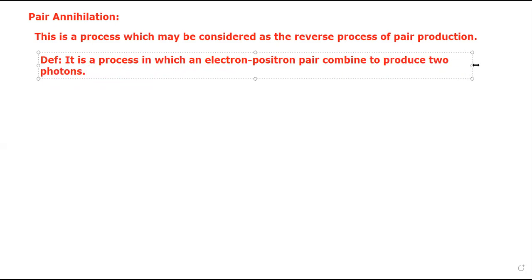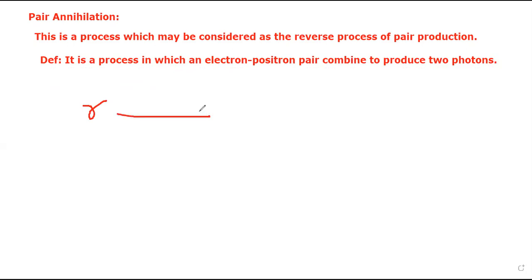What is practically happening? Yesterday we learned that whenever we have a single photon, for example an X-ray or gamma ray photon, when it goes near a nucleus, it is converted into an electron and a positron. So this was studied in the previous lecture.